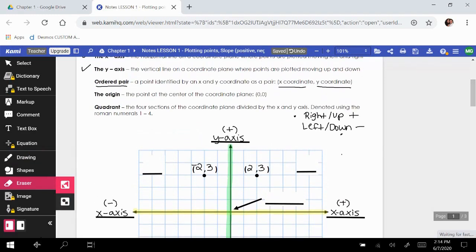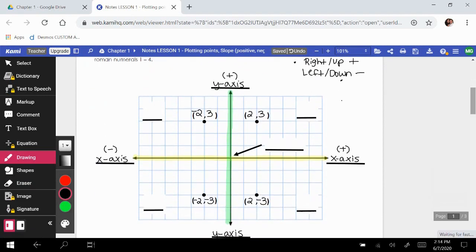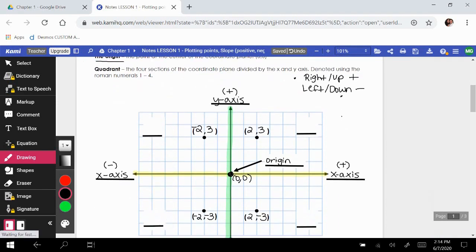The origin is the point at the center of the coordinate plane. The origin is 0, 0. So just looking at the picture, this right here would be the origin. Okay, and the point or ordered pair is known as 0, 0. It's 0 to the left or right and 0 units up or down. Okay, we're not moving left or right or up or down at all, which is why it's 0, 0.